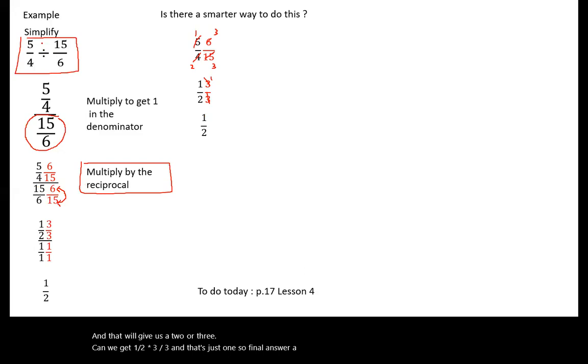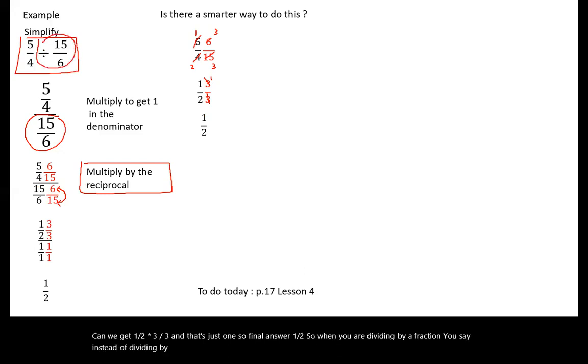So when you're dividing by a fraction, you say instead of dividing by the fraction, we are going to multiply by the reciprocal. The reason we do that would essentially give us 1 in the bottom, and we just don't bother showing that. All right, here we go.